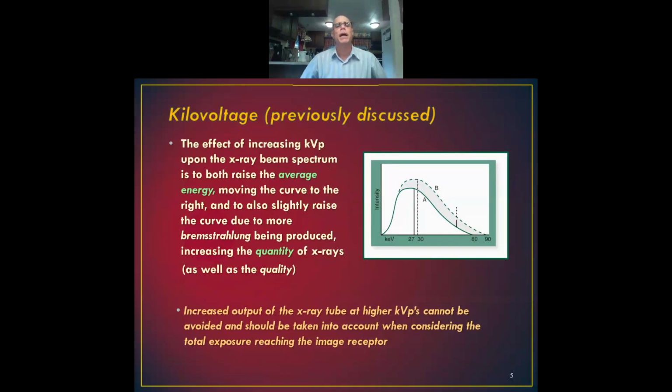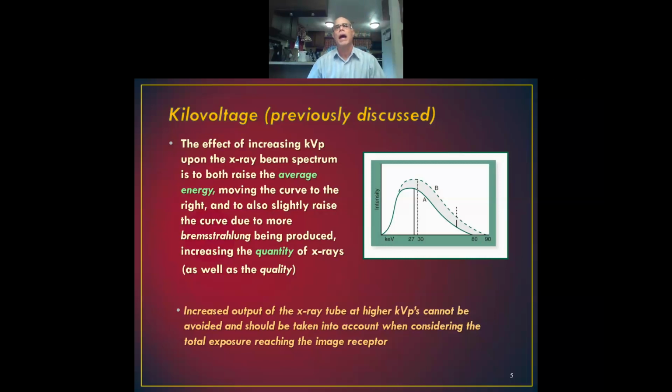And this is the emission spectrum. This was previously discussed. The effect of increasing kVp upon the X-ray beam spectrum is both to raise the average energy, moving the curve to the right. As you can see, it went from 80 to 90, moving the curve to the right, and it also slightly raises the curve due to more bremsstrahlung being produced, increasing the quantity of X-rays as well as the quality. So as we look at this emission spectrum, we're going from the solid green line at 80 to the dotted green line at 90.